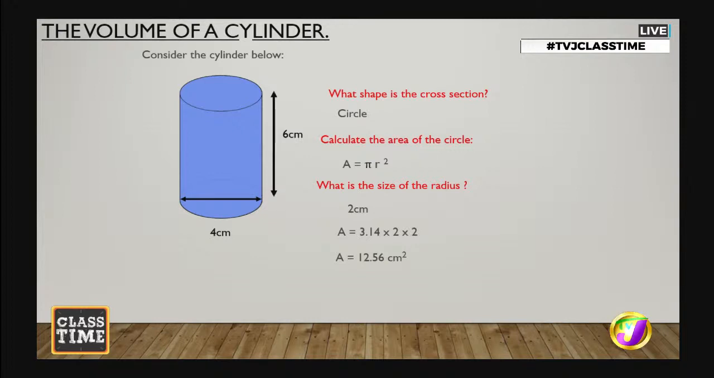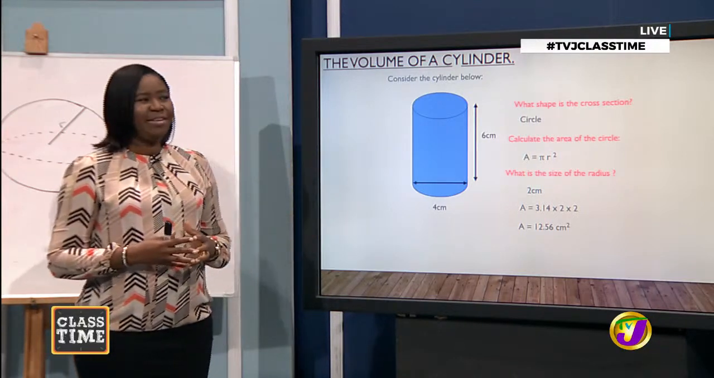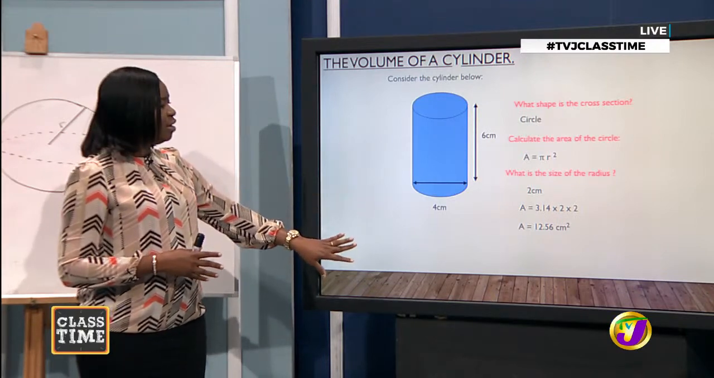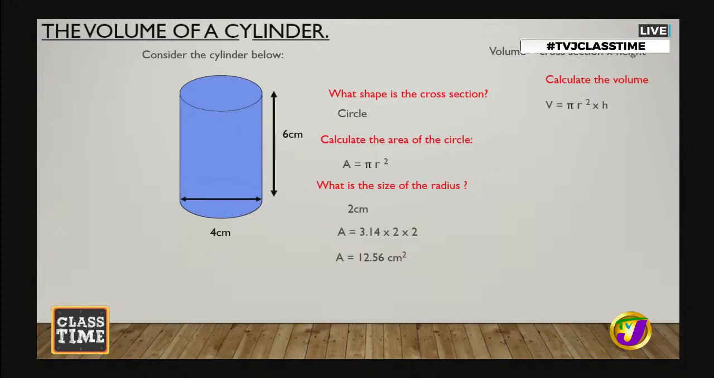No, we're not done. That's just the area of the cross-section. We need to find the volume of the cylinder. So we're going to multiply the area of the cross-section by the height. We're going to multiply 12.56 times 6, and that should give us a volume of 75.36 cubic centimeters. Awesome. So the general formula for the cylinder volume is pi r squared, being the area of the cross-section, the area of the circle, multiplied by the height.